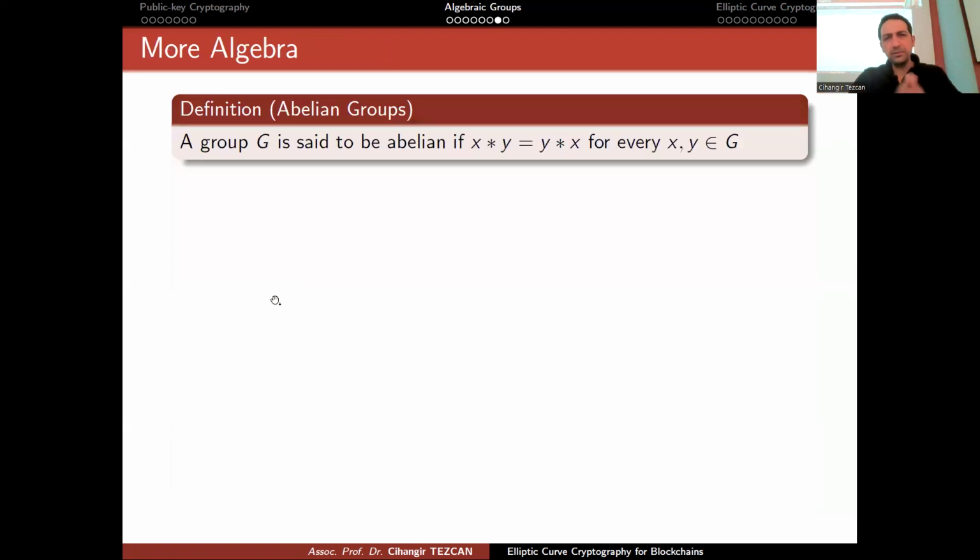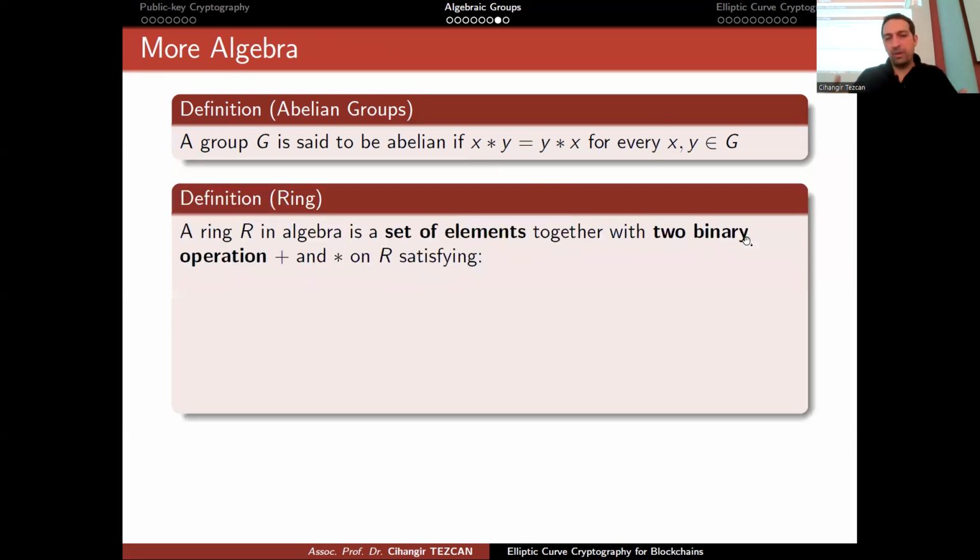Okay, I already gave this definition, but let's repeat it again. A definition of an abelian group or a commutative group is as follows. A group G is said to be abelian or commutative if x operation y equals y operation x. So order does not change in abelian groups. Of course, this should be valid for every x, y in this group. Okay. So with this definition, we can move on to the rings.